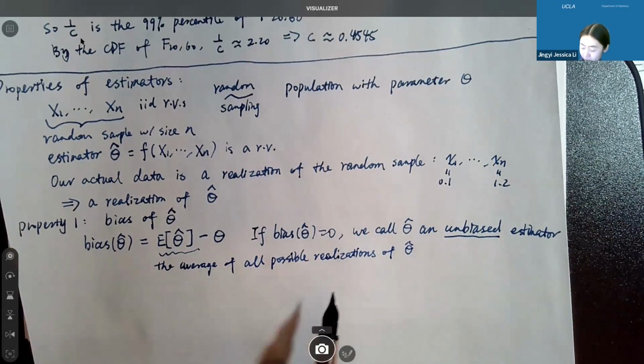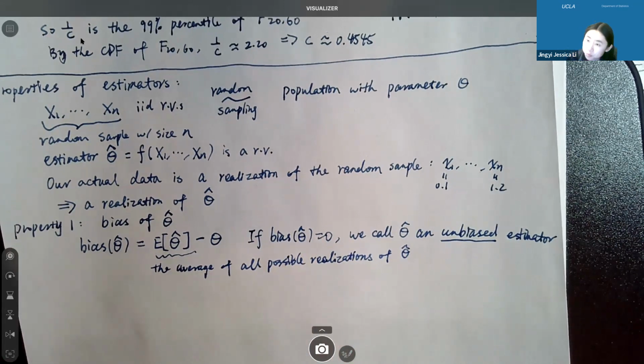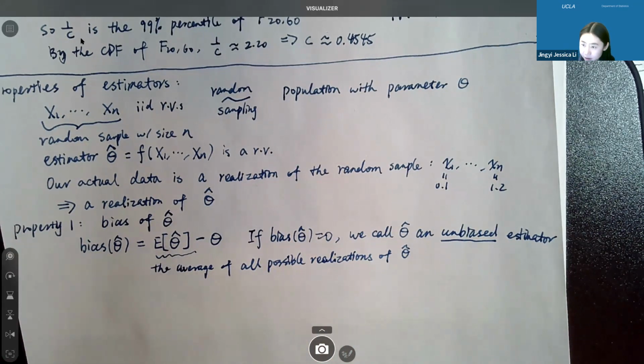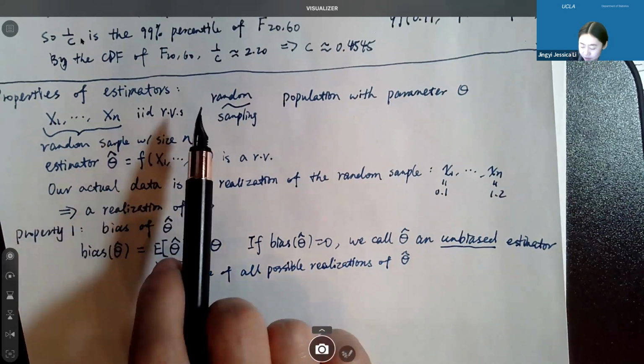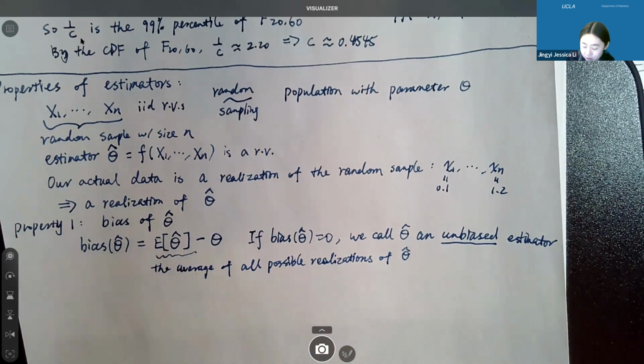This says that even though one realization could be different from theta, if you take this average, then the average will be equal to theta. So your estimator will have values around theta, but on average is equal to theta. This is a nice property: if you have the budget to do repeated sampling many times and take the average, then you will have a better estimator for theta. They should be very similar. Okay, that's unbiasedness.